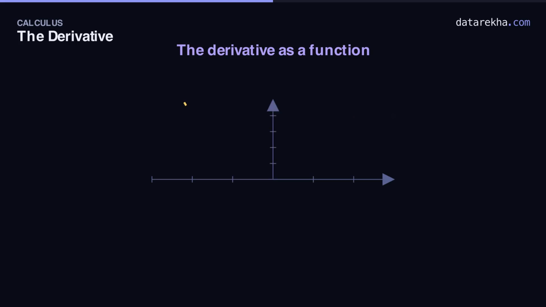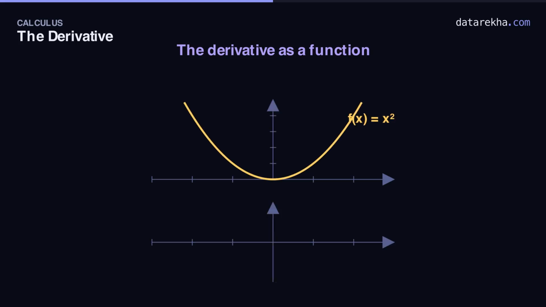Up top, the parabola f equals x squared. Below it, an empty pair of axes waiting to record its slope. We'll sweep a point across the top and, at each x, plot the slope down below. On the left, x is negative. The parabola falls and the tangent tilts downhill, a negative slope. So the point below sits low, under the axis.